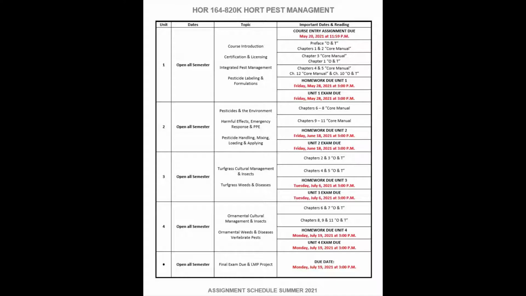at midnight. And then you're going to read chapters 1 and 2 in your core manual, chapter 3 in your core manual, chapter 1 in your O&T, chapters 4 and 5 in the core manual, chapter 12 in the core manual, and then chapter 10 in ornamentals and turf. Homework is due May 28th at 3 p.m., and so is your Unit 1 exam, Friday, May 28th at 3 p.m. And then we jump into Unit 2.